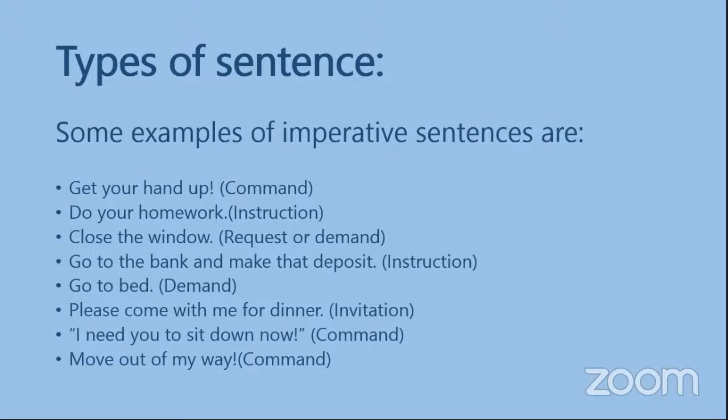Next is, close the window. It may be a request or somebody may demand. Close that door. Or somebody says, please close the door or close the window. It depends on the situation. So it may be a request or a demand. Next is, go to the bank and make that deposit. Your parent must be telling you, go to the bank and make that deposit. This is an instruction, and it is understood that it is being given to you only. Go to bed. Your parents may tell you if you're not sleeping early at night. They may demand, go to bed and sleep.